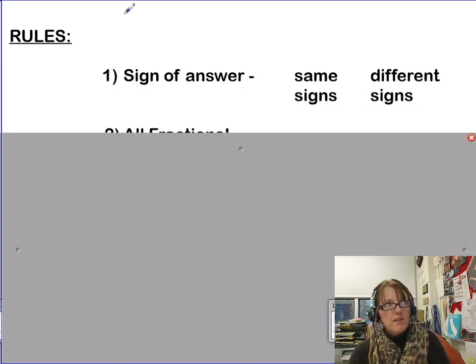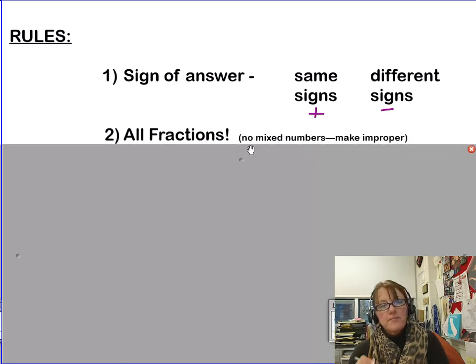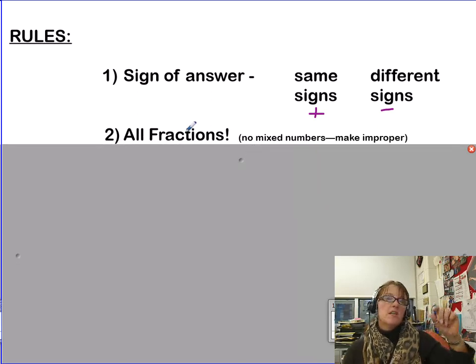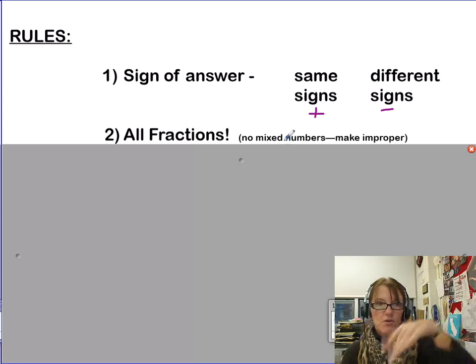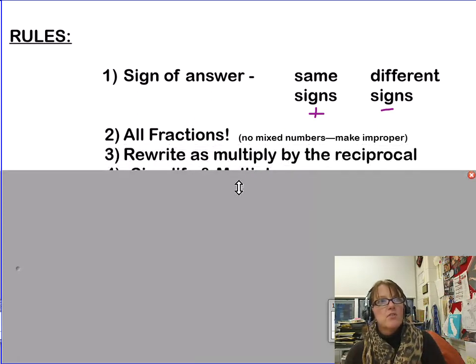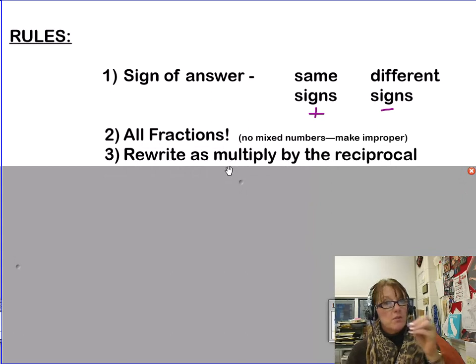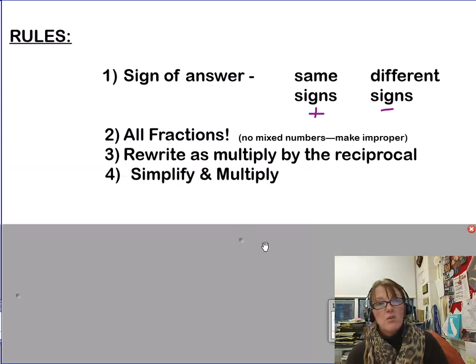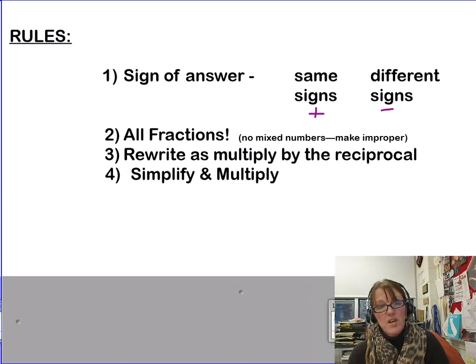So just like before, especially when you have fractions, figure out what the sign of your answer is going to be. If you have two numbers with the same signs, your answer is positive. If you have different signs, negative. Then once you get that out of the way, start your computation. Here's the deal though. You've got to have a fraction, either a regular fraction or improper. No mixed numbers, no whole numbers. Make everything fractions, and then we're just going to change it to a multiplication problem, because dividing is multiplying by the reciprocal. And then you're just going to multiply as normal and go to town. It's that simple. Okay, so I got a bunch of examples.